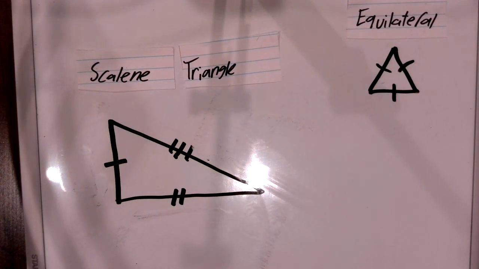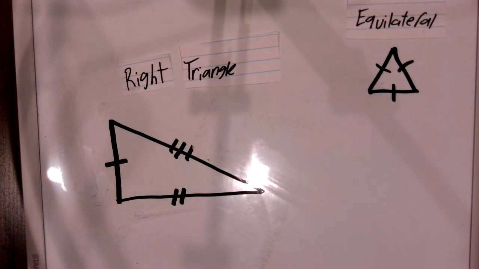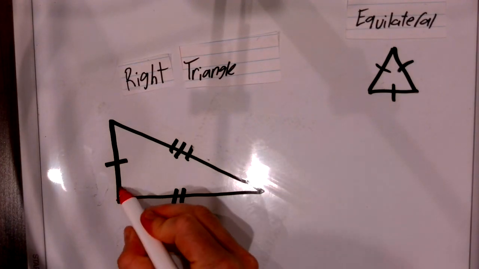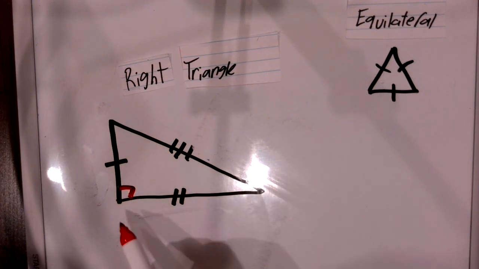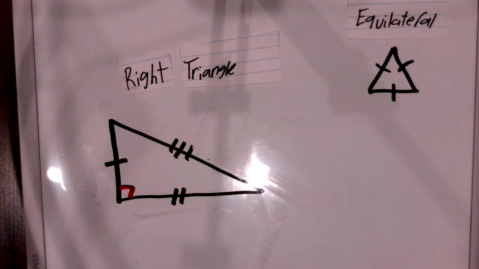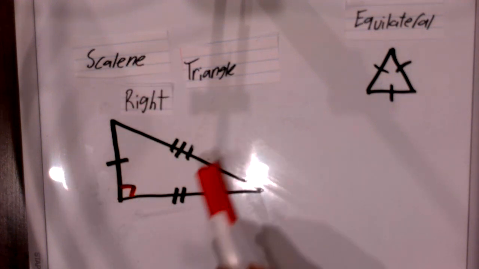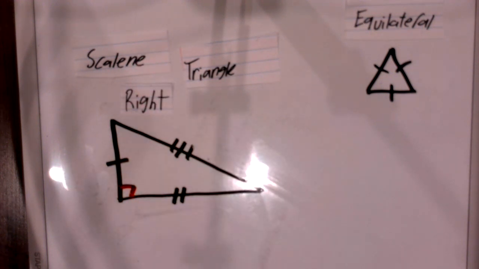This triangle could also be considered a right triangle because it makes a 90-degree angle right here. So this triangle has 2 attributes. It is a scalene because all lengths are different, but then it's also a right triangle because it has a 90-degree angle in it.